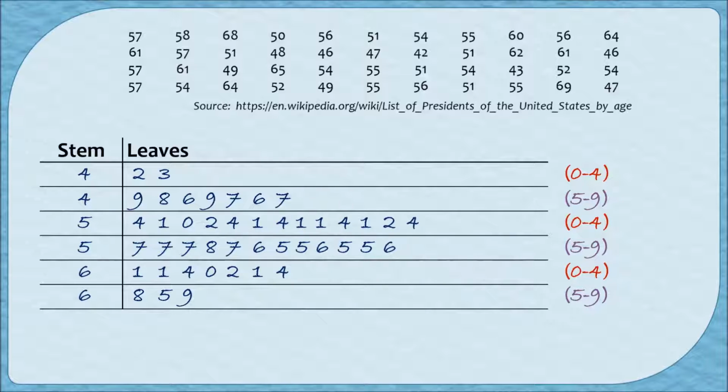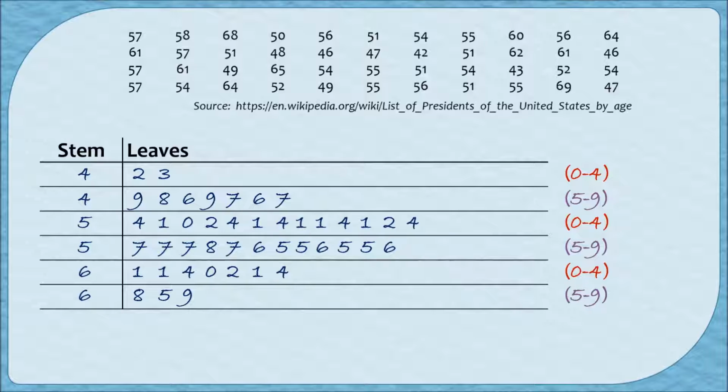Okay, and there we go. We filled in all of the leaves for the split stem and leaf plot. Notice that the leaves in the first row of 4 are just the 2 and the 3. In the second row for 4, we have all of the leaves that were 5 or higher. Similarly, for the first row of 5, we have all the leaves that are between 0 and 4. And in the second row for 5, we have all of the leaves from 5 to 9.